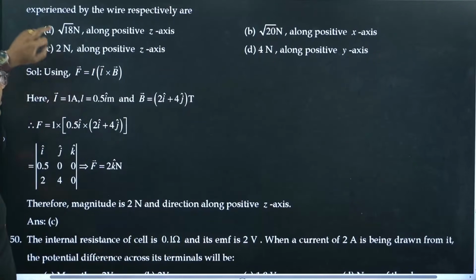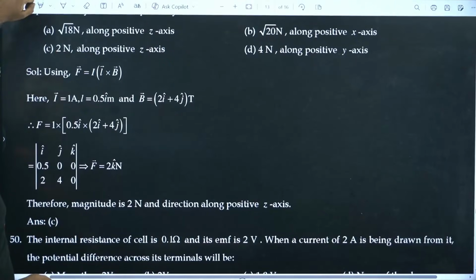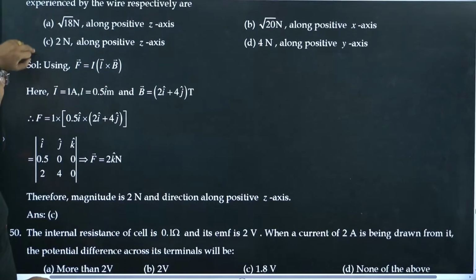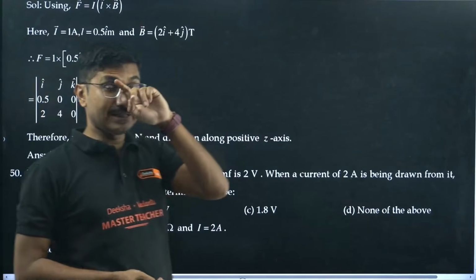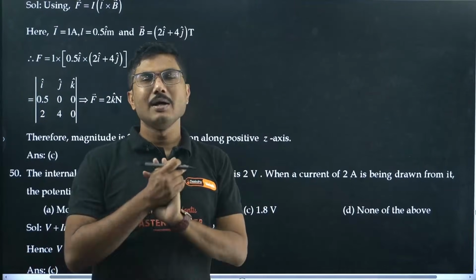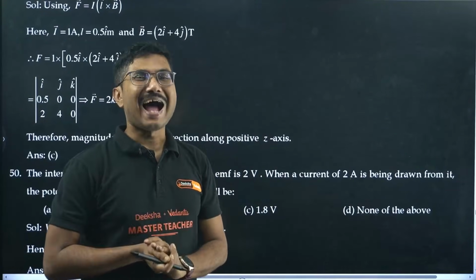This formula is obviously BIl sin theta. So remember, in vector form it is I L cross B. Vector form is I L cross B. We generally use BIl sin theta, but in vector form it will be I L cross B.